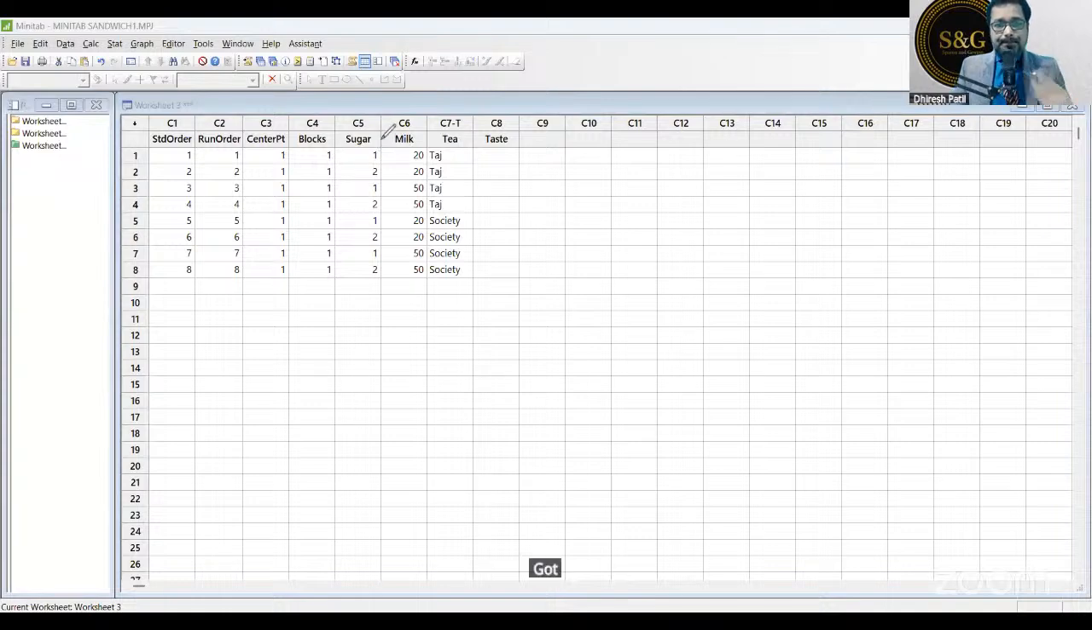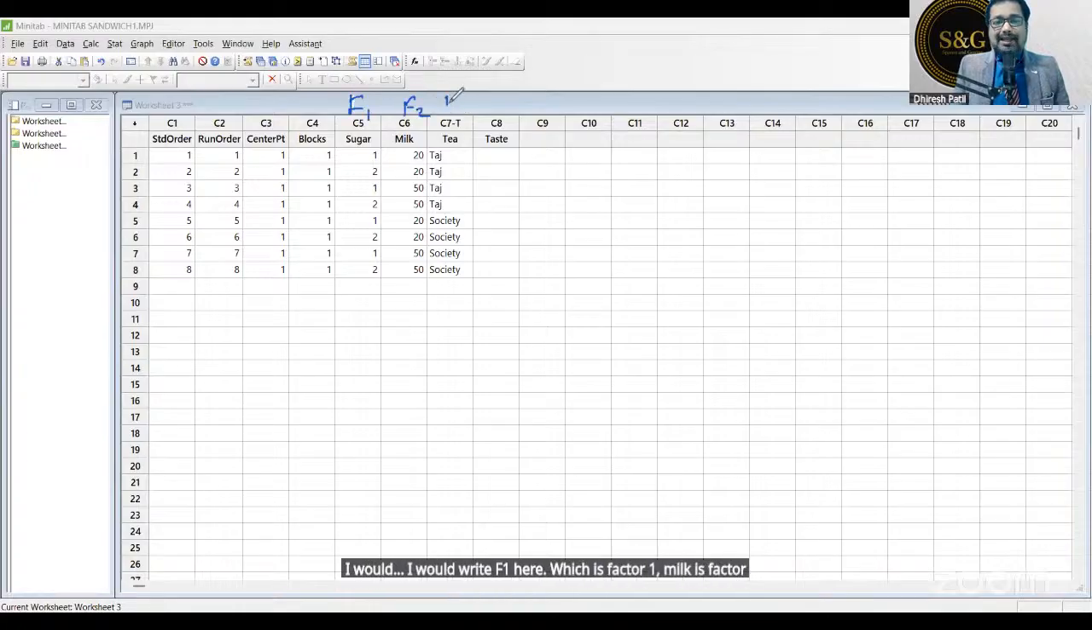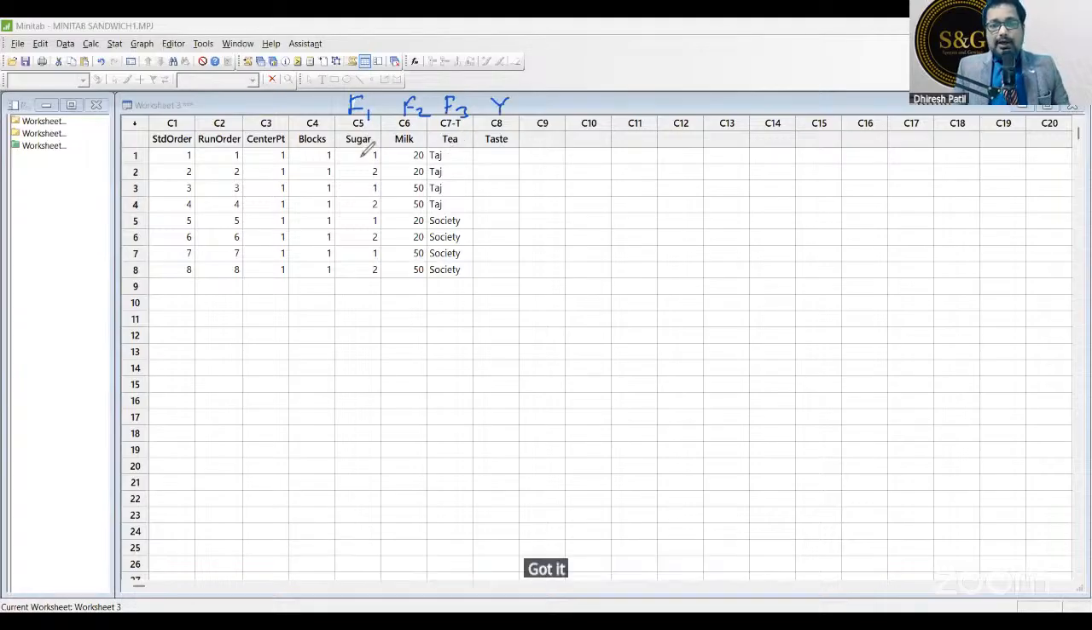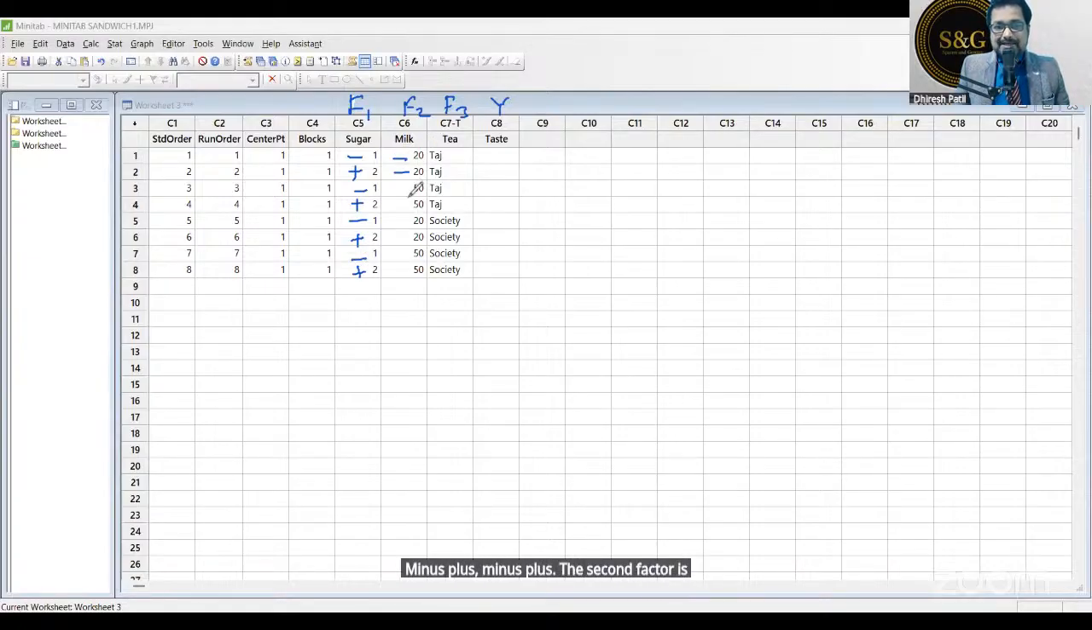Got it, everybody? Now here you can see sugar. This is factor number 1. I would write F1 here, which is factor 1. Milk is factor 2, and T is factor 3, and this is my output Y. Got it? Now, the first factor will be minus plus, minus plus, minus plus, minus plus. The second factor is minus minus, plus plus, minus minus, plus plus. And the third factor is minus minus, minus minus, plus plus, plus plus. Clear, everybody?